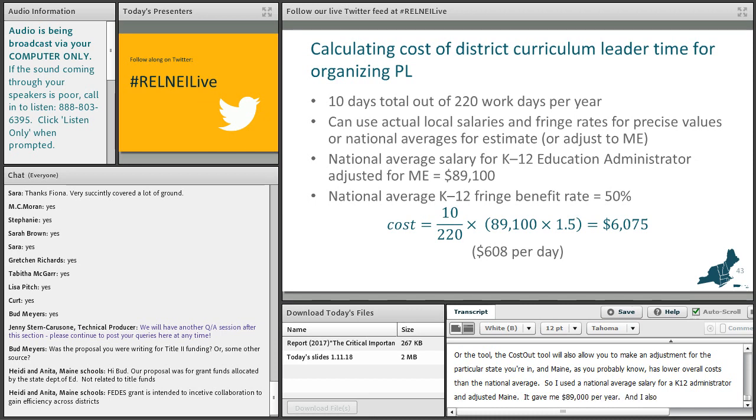And I also used the CostOut database of fringe benefit rates and found a 50% rate for K-12 personnel. So the cost for those 10 days is just simply a fraction of time, so 10 out of the 220 days. And then you multiply that by the salary and uprate it by the benefit rate. So that gave me a total of $6,000 for the 10 days. Divide that by 10, that's just over $600 a day. And you do that for any personnel time using the appropriate salary and benefits rate.